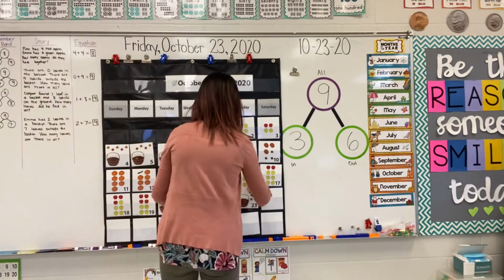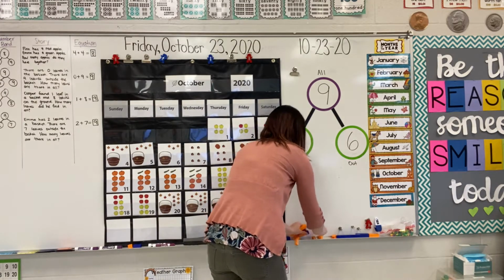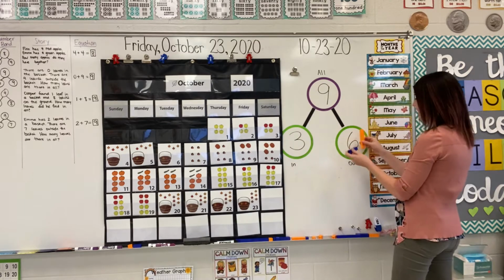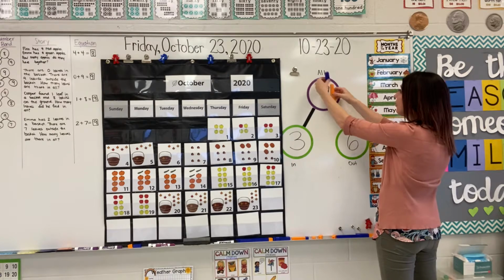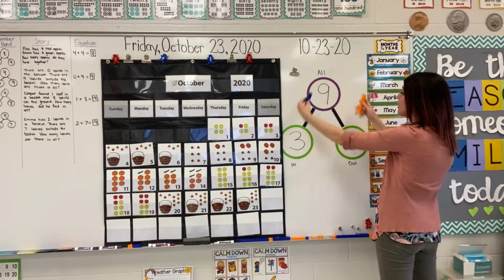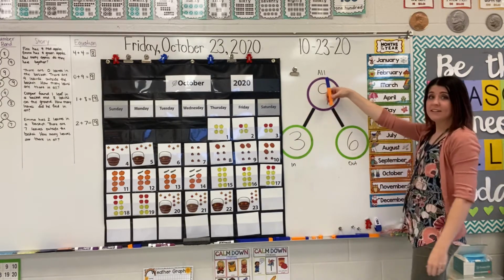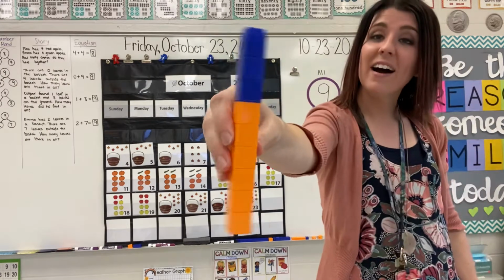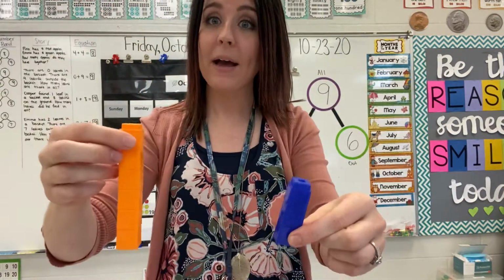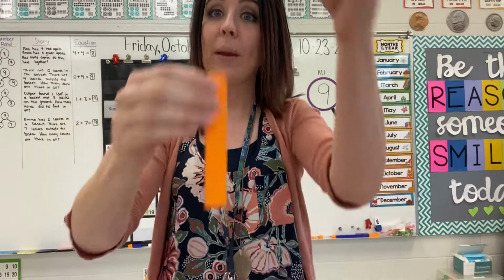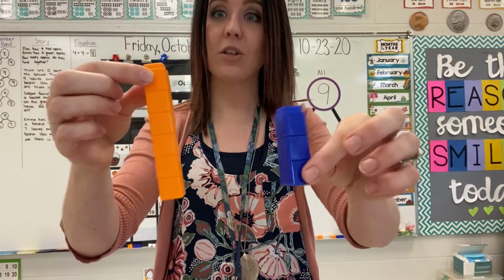So take a look at our number bond. We have 6 and 3. We have 6 leaves and 3 leaves. And remember, the number bond helps us to put numbers together and take them apart. So when 3 and 6 get together, we have 9. 3 and 6 together make 9. But we can also take 9 and break it back apart into 3 and 6. We can put 3 and 6 together and make 9, or we can break 9 apart into 3 and 6.